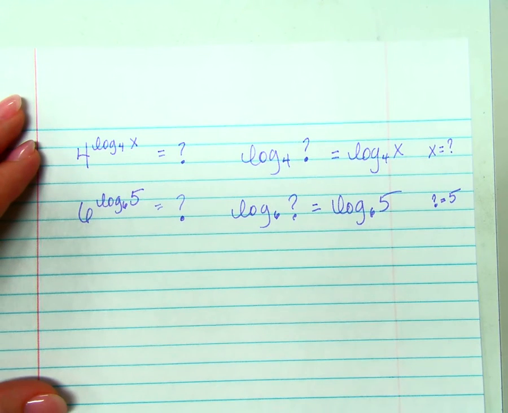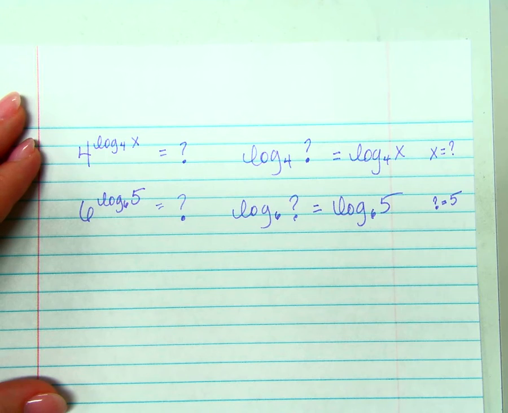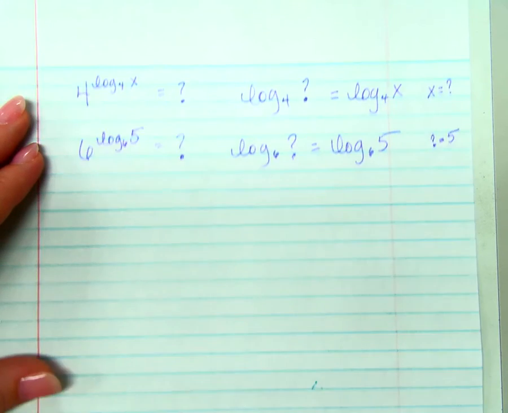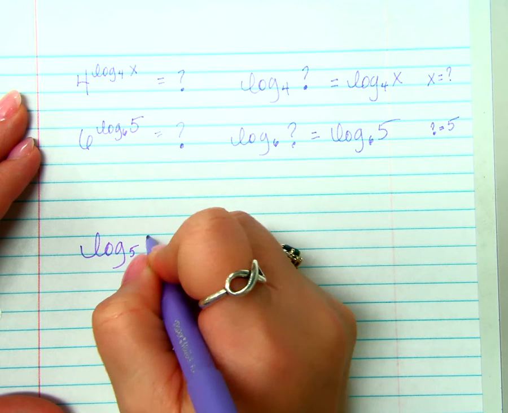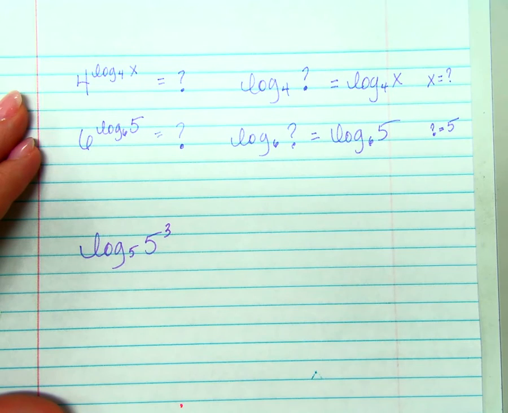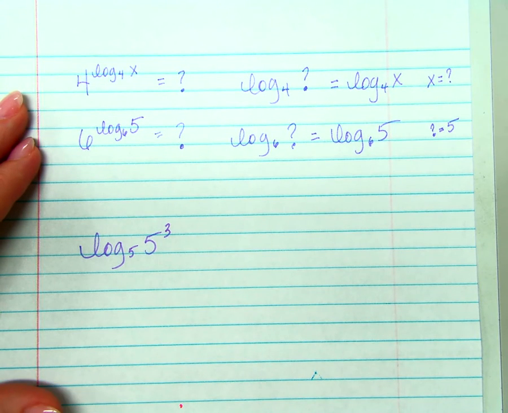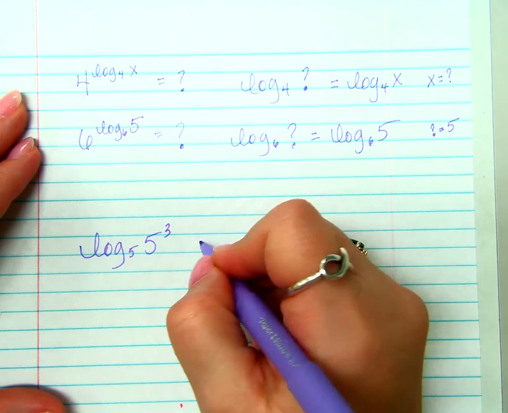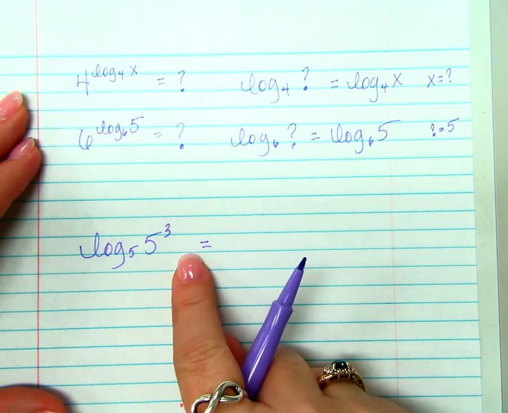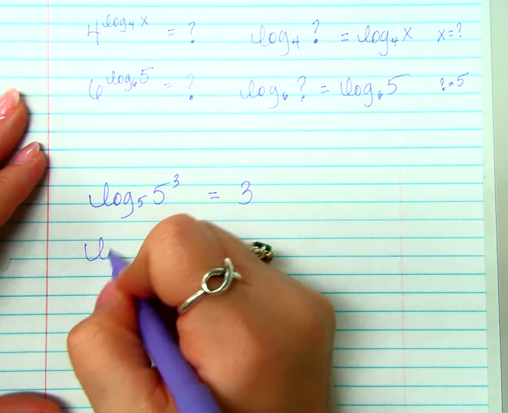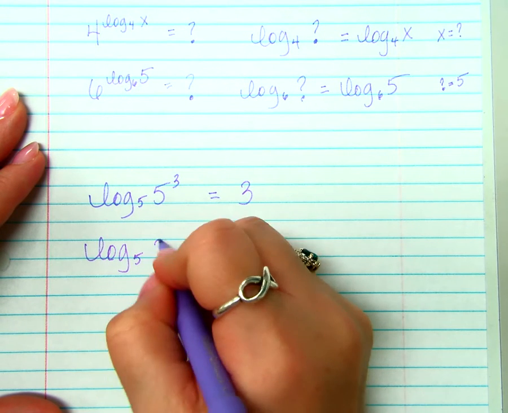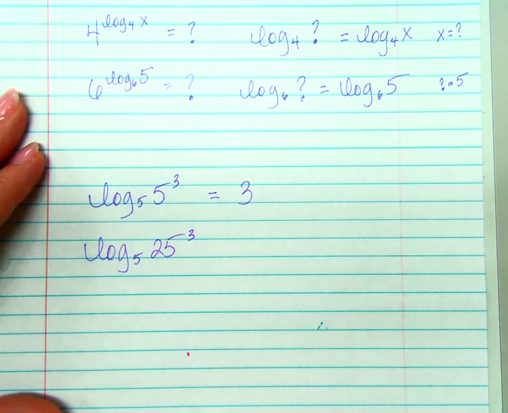They will try to trick you. Don't let them trick you. Here's what it'll look like if they try to trick you. Log base 5 of 5 raised to the 3, excuse me. Well, what is that going to equal? You already know that's going to be 3, right? Here's what they'll try to do to trick you. Log base 5 of 25 to the 3rd.